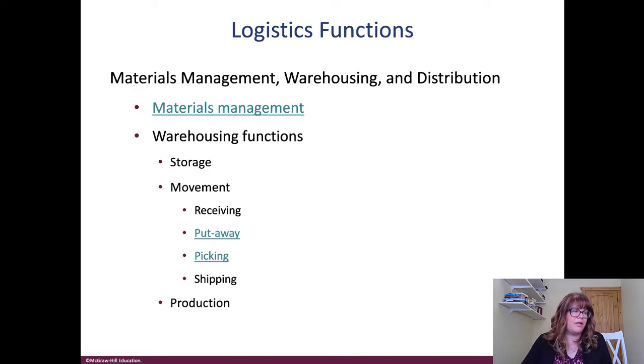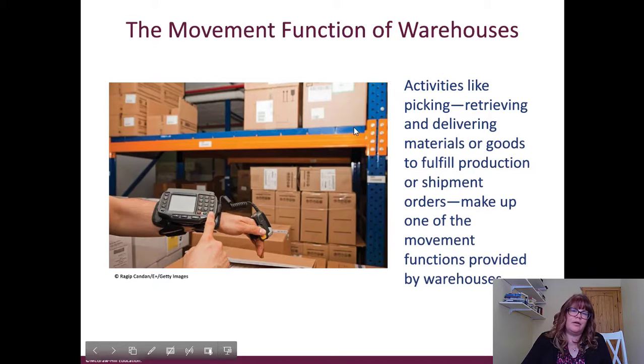Some warehouses also perform a production function. This may include such activities as light assembly of products like storage displays. It might involve customizing products for customers, such as mixing different products into shipment for customers that do not need large quantities of any one product. It also can include refurbishing returned goods. Here is more information on the movement function of warehouses.